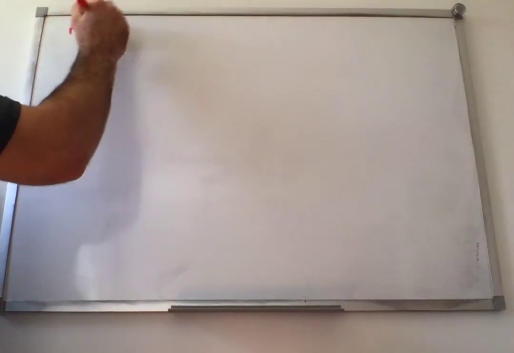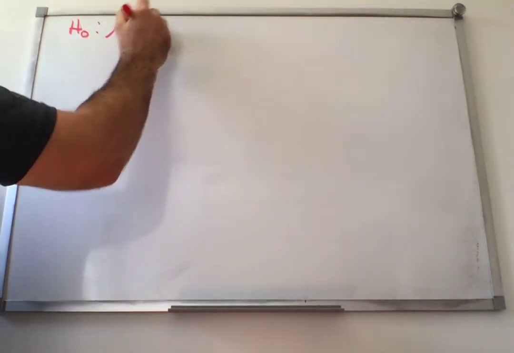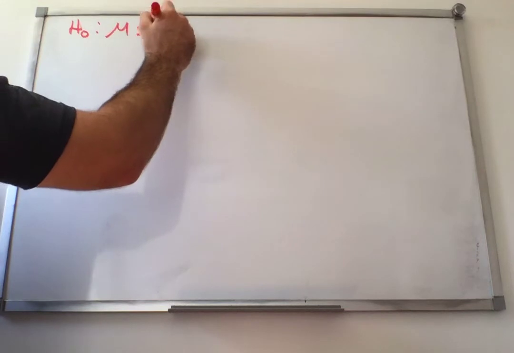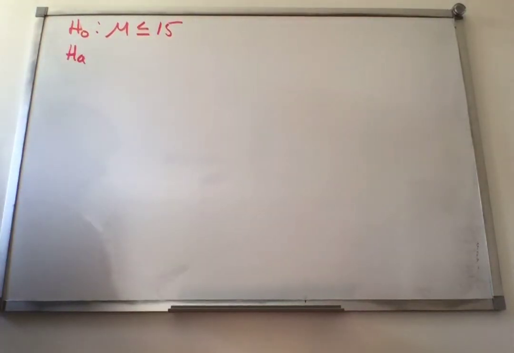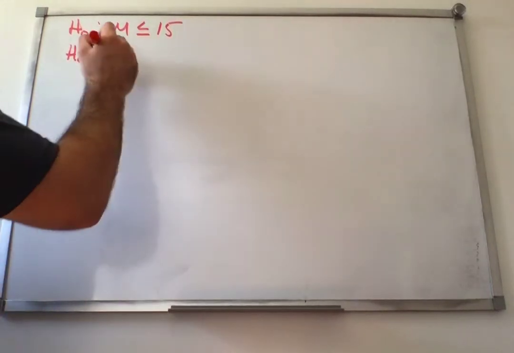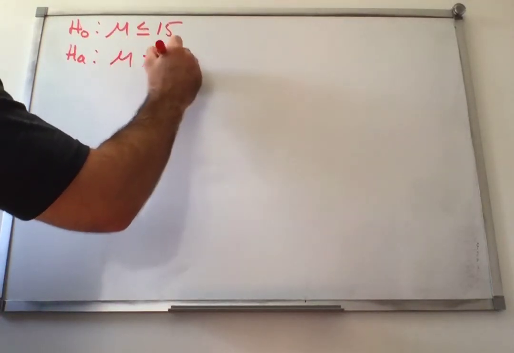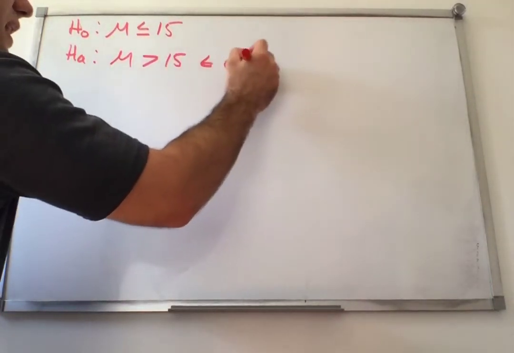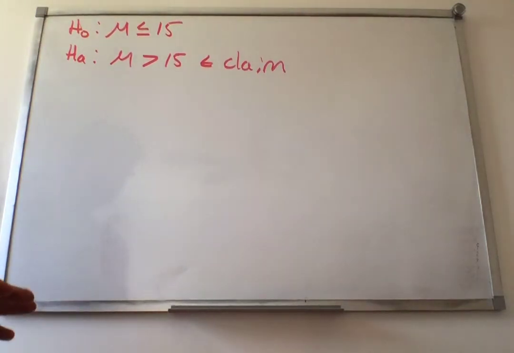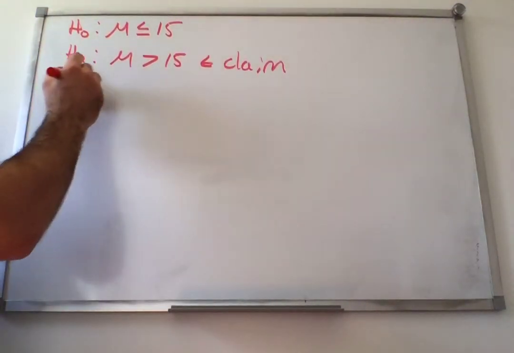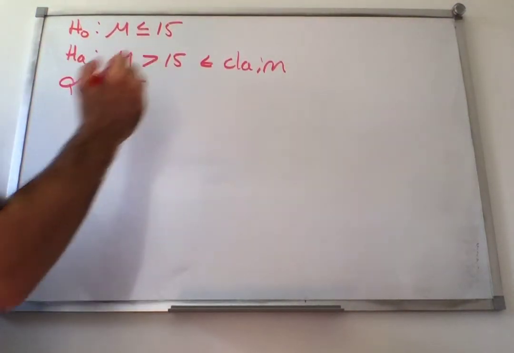So we have our null hypothesis, which was mu is less than or equal to 15. We have our alternative hypothesis, which says that mu is greater than 15. And remember, this was our claim. Okay? That was our claim. That's going to be very important, where our claim is. And then we had an alpha value of 0.05.